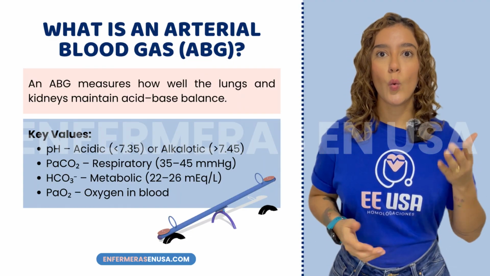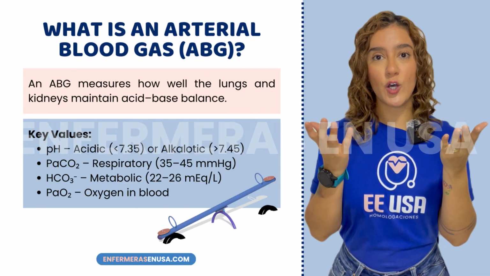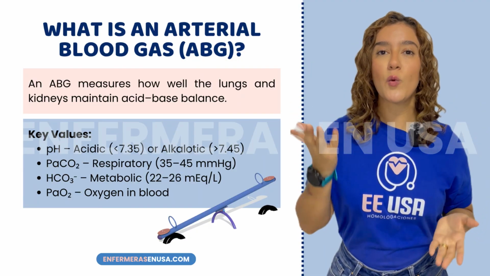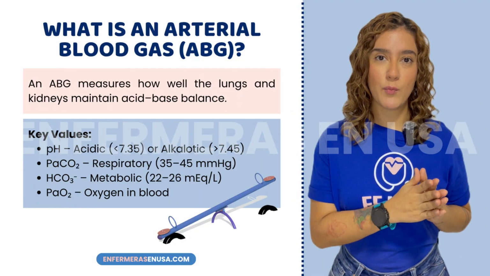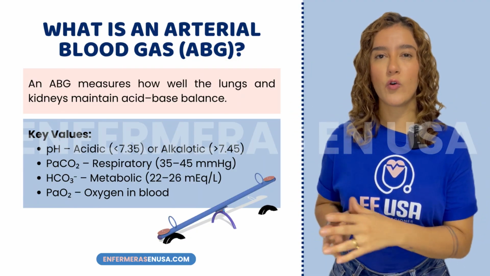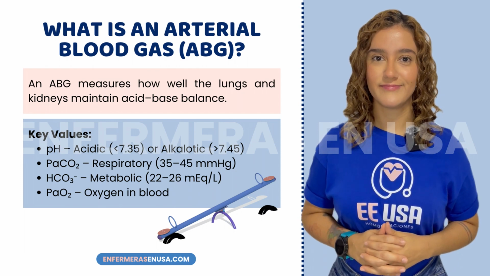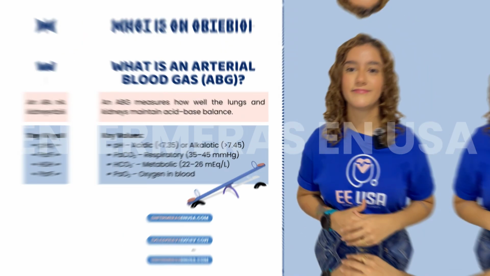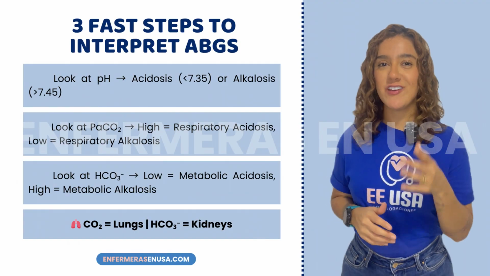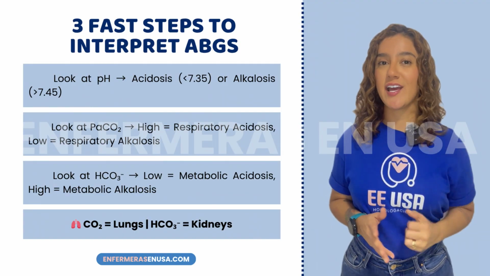Imagine a seesaw. One side represents acid and the other base. The body constantly works to keep the balance between 7.35 and 7.45. Let's break ABG interpretation into 3 quick steps.